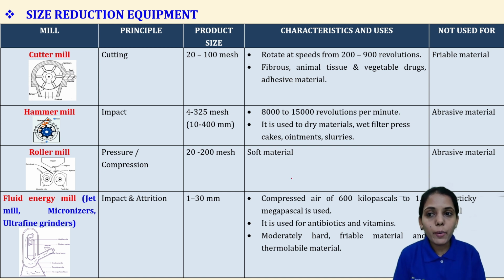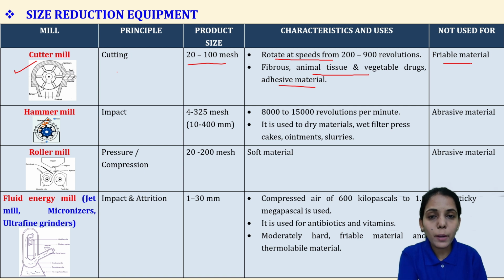Now size reduction equipment. This is a cutter mill, where sharp blades are used. The principle is cutting. Product size after the size reduction will be 20 to 100 mesh. It rotates at a speed of 200 to 900 revolutions. Size reduction of fibrous animal tissues, vegetable drugs and adhesive materials can be done using cutting, but it is not used for friable materials which can break easily. So for friable materials, it is not used.